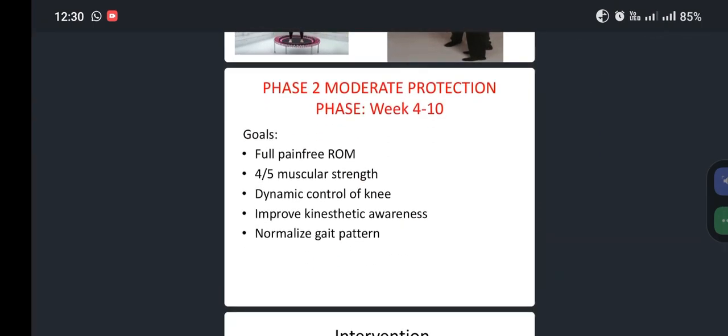Then we'll start with phase 2, which will extend from week 4 to week 10. The goals for this phase are to gain full pain-free range of motion, 4/5 muscular strength, then dynamic control of the knee, to improve kinesthetic awareness of the knee and to normalize the gait pattern.